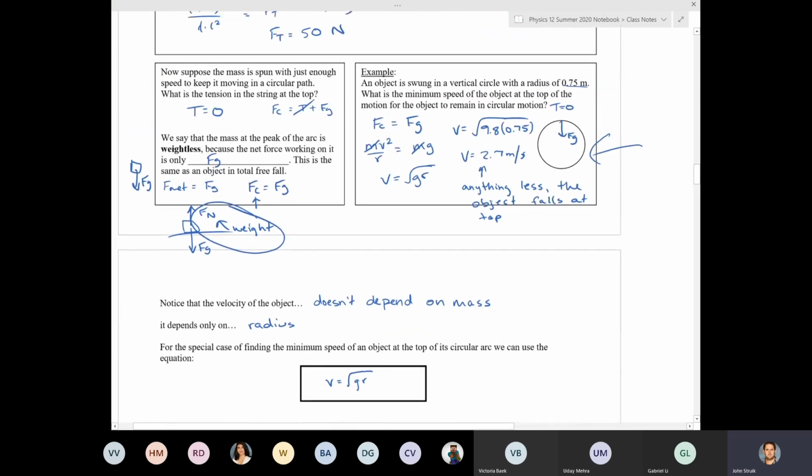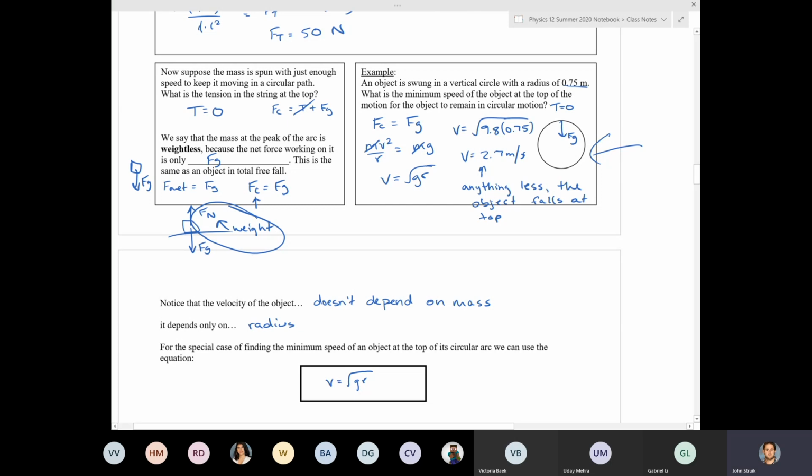Okay, any questions about vertical circles? Okay.